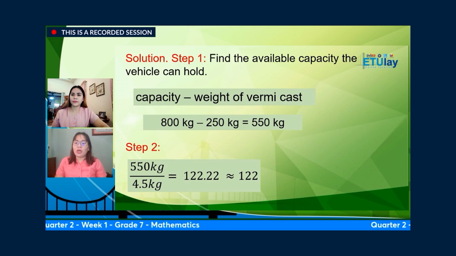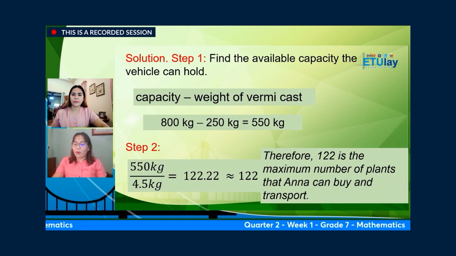122.22, approximately 122. Therefore, 122 is the maximum number of plants that Anna can buy and transport.